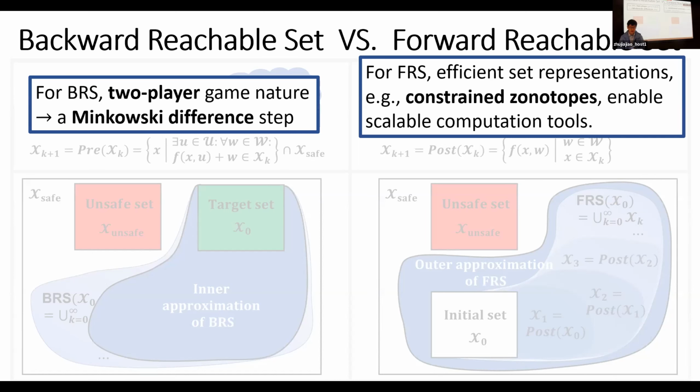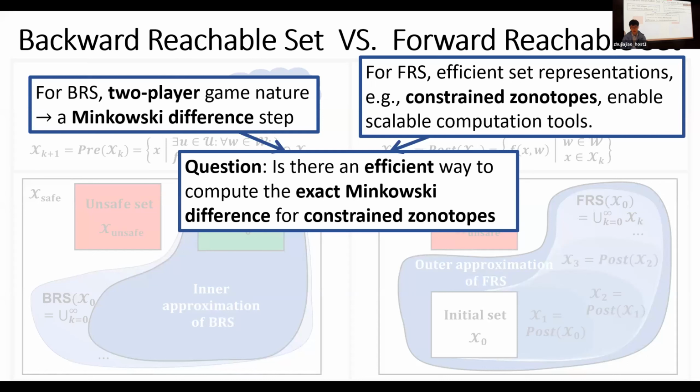For backward analysis, this two-player game nature leads to an extra Minkowski difference step in the computation, and we will see what that means in a minute. So this Minkowski difference step is missing in the forward analysis, but the forward analysis is easy because we have some very efficient set representations, such as constrained zonotopes, so that we can do computation quickly.